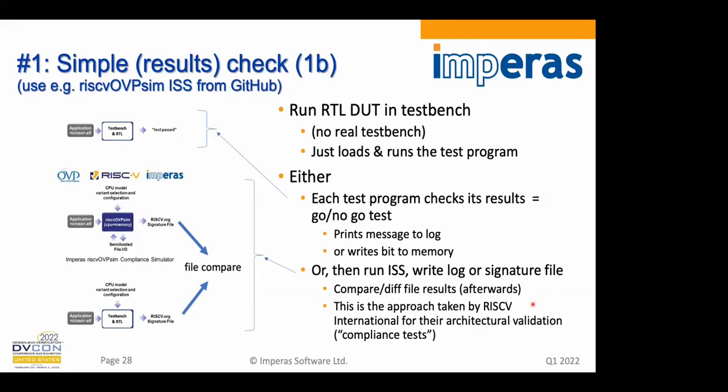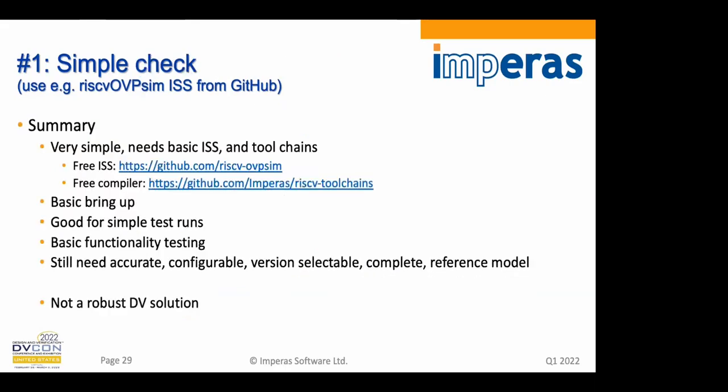And actually, this is the approach taken by RISC-V International on the compliance, the architectural validation tests they do, where they write out a signature at the end of the execution, whether it's the design or a reference simulator, and then you compare the signatures. So this is a simple approach to DV. You get data out of the design, and after the simulation, you compare it. But often it is really just logs of I did this, I did that. So it's very simple to do.